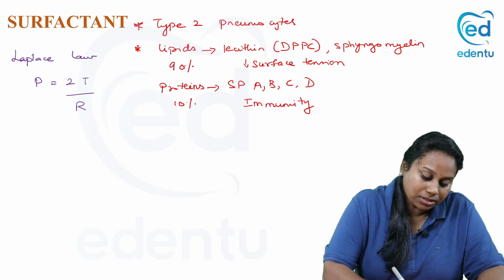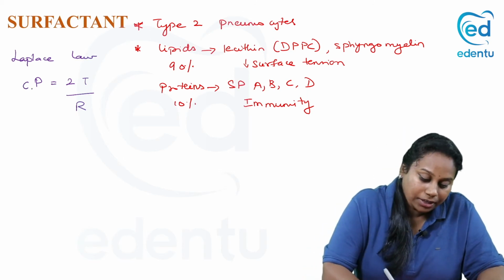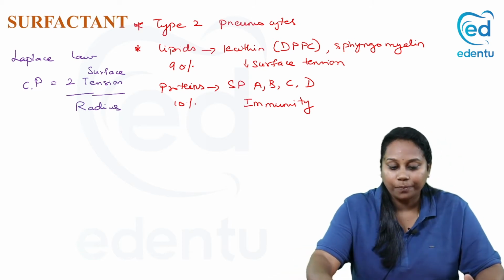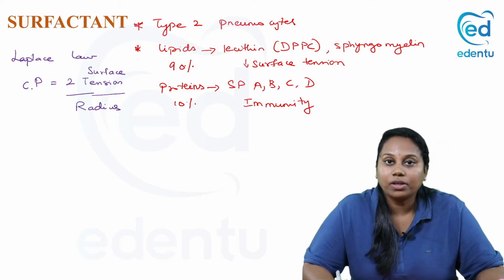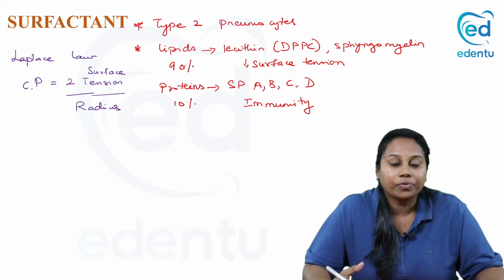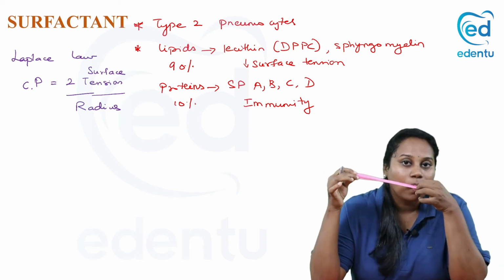So this P indicates collapsing pressure of the alveoli. T indicates surface tension, and R indicates radius of the alveoli. So let's take a newborn baby. A newborn baby is going to breathe now. So when the baby is breathing, during inspiration, what happens?